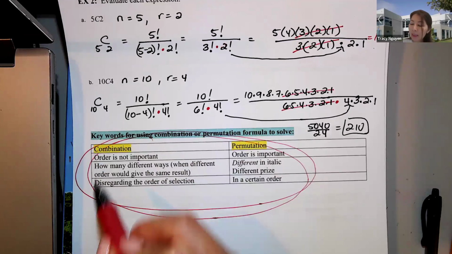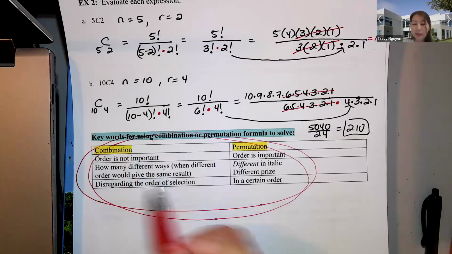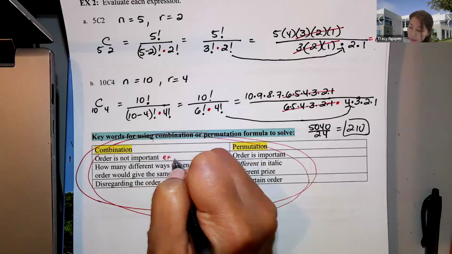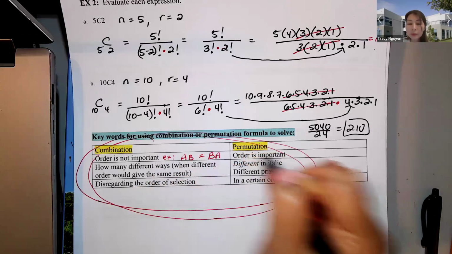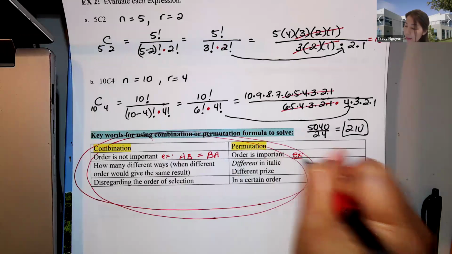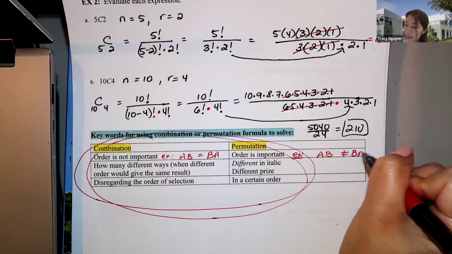So like we said, combination means order is not important. So AB is the same as BA. Okay, so we'll write example: AB is the same as BA. Versus in permutation, order is important, so AB is not the same as BA.